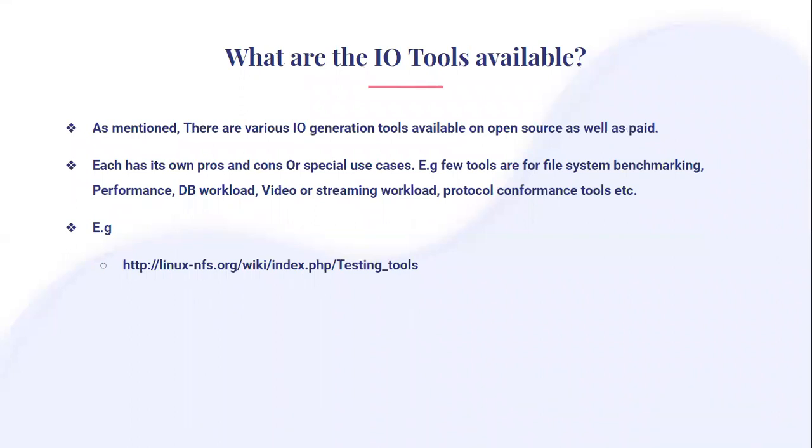Now, what are the IO tools available? That's the obvious question. We talked about how we have to use IO tools, but what are the IO tools which are available which we can use? As I mentioned, there are various IO generation tools available, open source and paid as well. So it depends upon the use case. Why am I saying that? Because the use case can be different, because the workload can be of a different type.